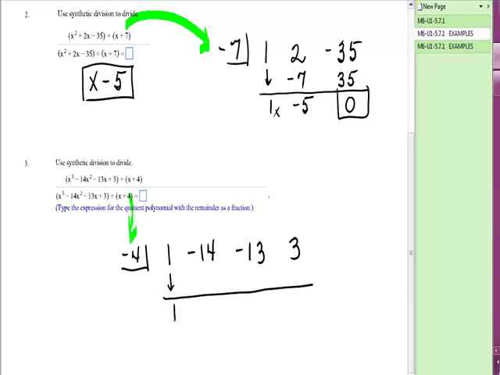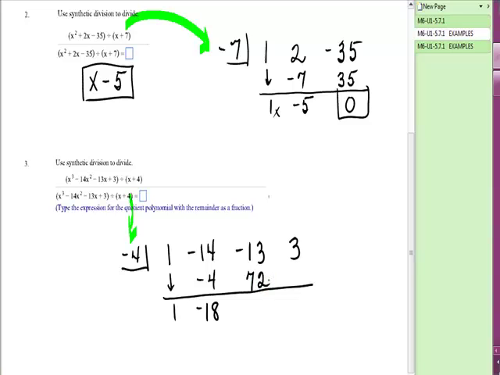I bring down the first number. From then on, it's multiply, write it down, add. So 1 times -4 is -4. Add for -18. -18 times -4. Let's see, 4 times 18 on my calculator, because these might get big. That's going to be positive 72. And that was kind of large.